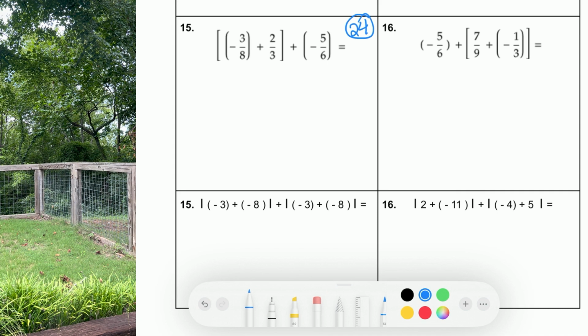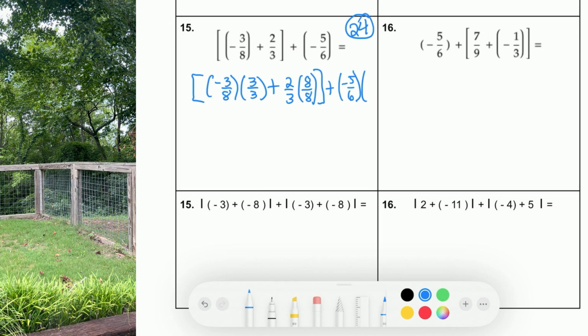All right, so within this bracket, I have negative 3/8. 8 times 3 gives me 24, so I'm going to write 3 over 3. Plus the 2 over the 3, I'm going to multiply it by 8 over 8 because 8 times 3 gives me 24. Then I have my negative 5/6 over here. 6 times 4 gives me 24, so I'm going to multiply this by 4 over 4.